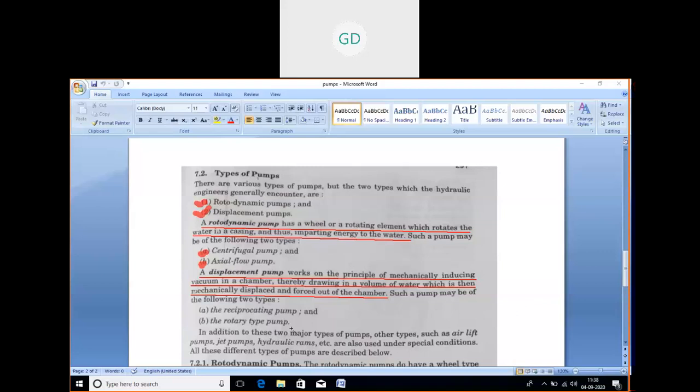There are also two types of displacement pump. One is your reciprocating, and the other one is your rotary type of pump. So these names you remember, no need to go into details. Just remember two types of pumps are there: rotodynamic pumps and displacement pumps. What are the types of rotodynamic pumps? Centrifugal and axial flow. What are the types of displacement pumps? Reciprocating pump and the rotary type of pump. So remember this much.